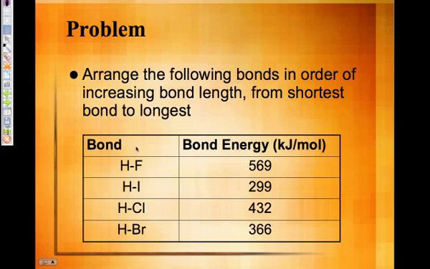So what bond would be the shortest? HF. And then what would be the next? HCl, HBr, and then HI. Yep. Does that make sense to everyone?